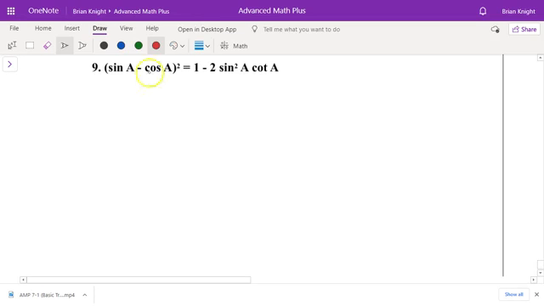I'm going to multiply this out. Remember the shortcut. Sine squared A, negative cosine A times negative cosine A would be positive cosine squared A. And then what goes in the middle? You multiply them together times what? Times 2. So sine times negative cosine times 2 would be negative 2 sine A cosine A.